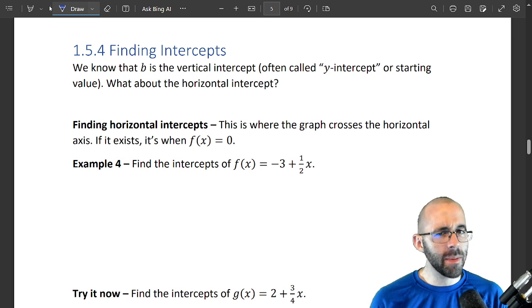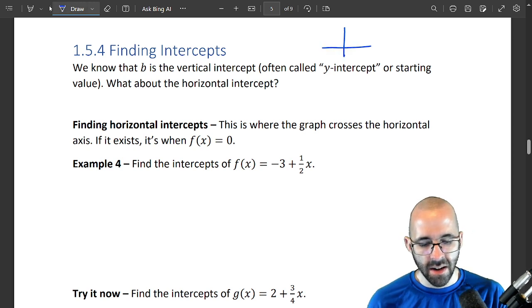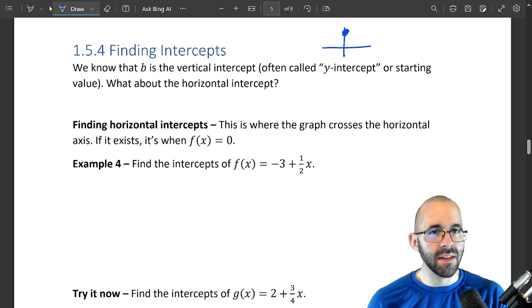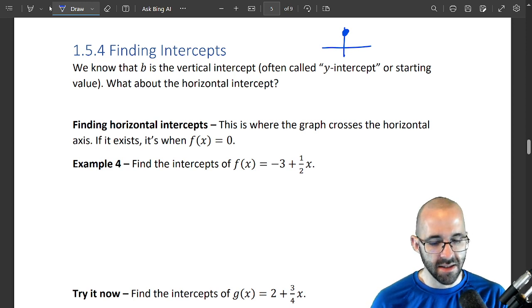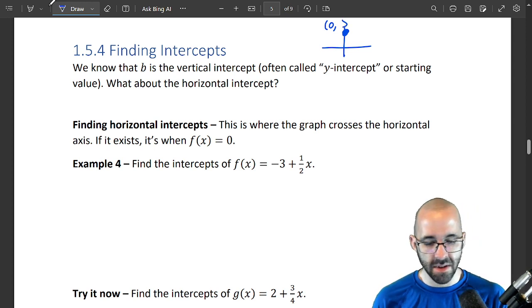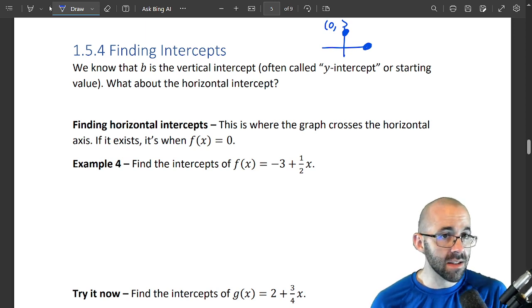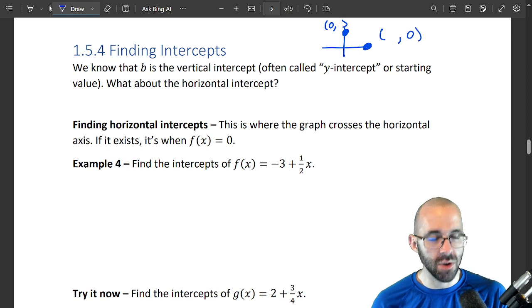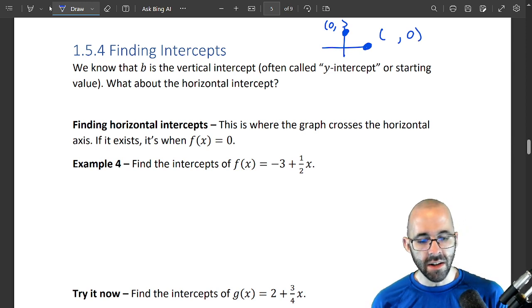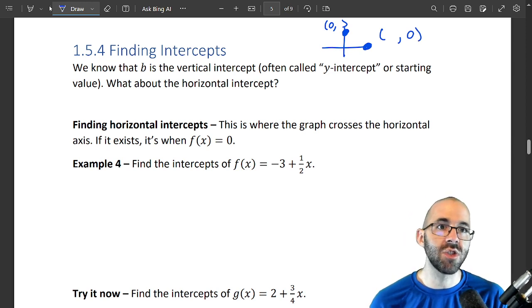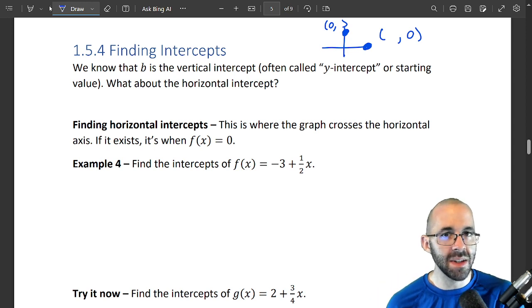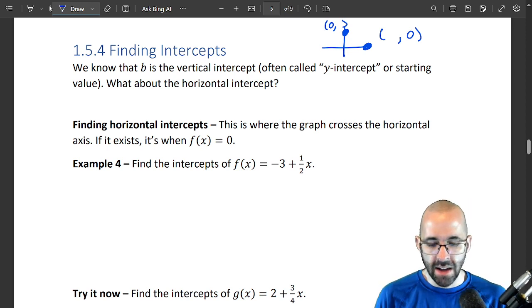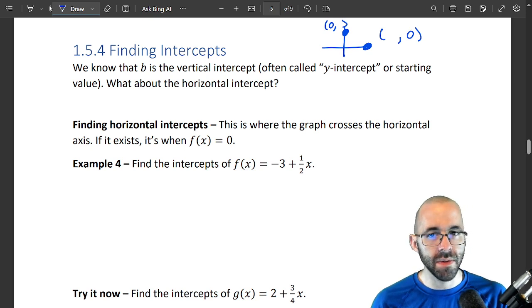So what do we know about intercepts? The vertical intercept is where it intersects the vertical axis. When the input value is 0, it's going to be 0, comma something. The horizontal intercept, otherwise known as the x-intercept, is where it intersects the horizontal axis. That's going to have an output value of 0. So all your intercepts are going to look like one of these two situations: either the input will be 0 or the output will be 0. And if you ever forget which one's which, draw a picture.